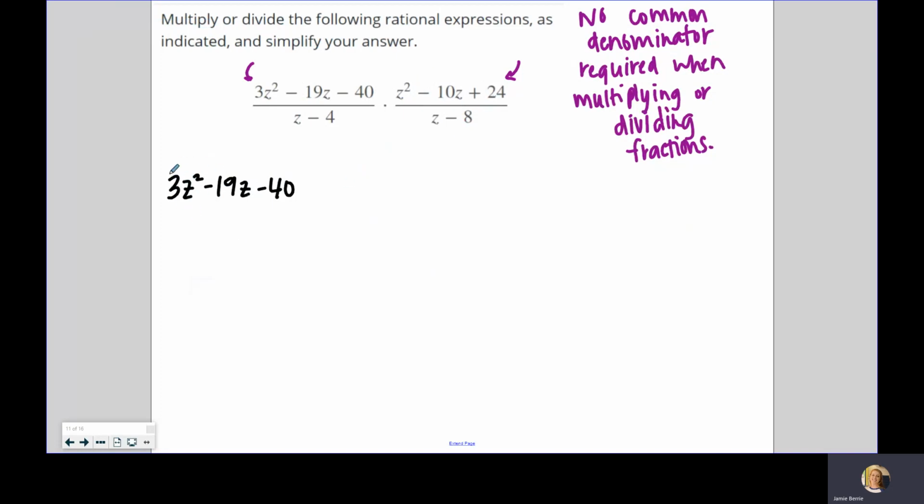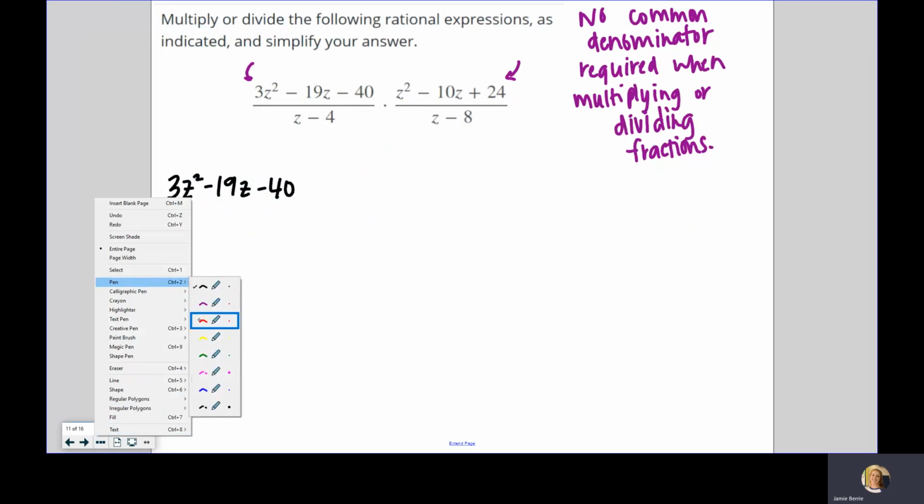All right, so here we have 3z squared minus 19z minus 40. First thing you want to do is try to look and see, is there any common factors we could pull out here between 3, 19, and 40? There's no common factors. 19 is actually prime, so there's nothing that goes into 19 except 1 and 19. So there's nothing we can pull out, but that's okay. We're going to use the AC method to factor this.